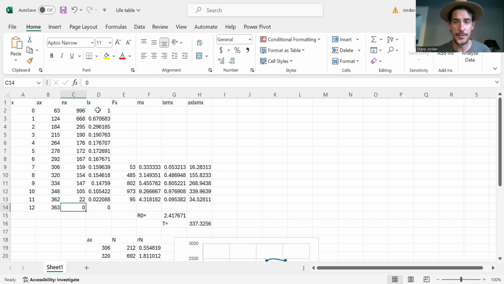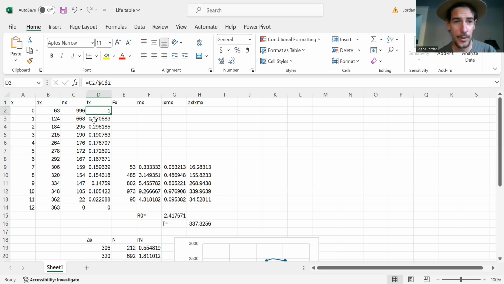The first kind of calculation we can do here is survivorship. And in order to calculate survivorship, we're basically saying survivorship represents the number of individuals alive at a particular age class divided by the number of individuals that were alive at the first age class. And so in this particular case, in the first row of data we would take the number of individuals at 63 days, which is equal to 996, and divide that by 996, which is, of course, equal to 1.